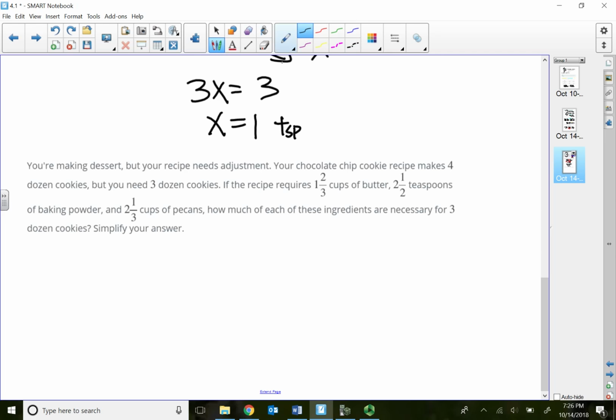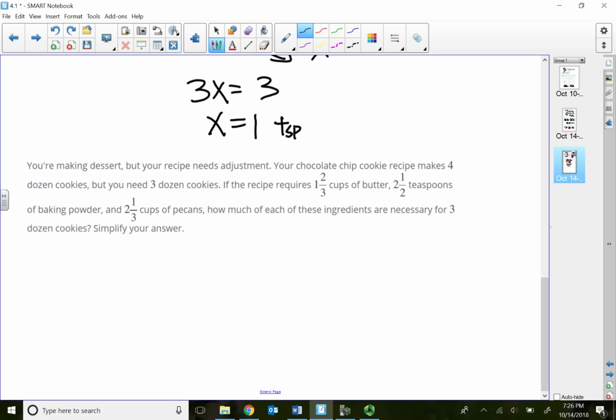This is an interesting problem. You're making dessert, but your recipe needs adjustment. Your chocolate chip cookie recipe makes 4 dozen cookies, but you need 3 dozen cookies. If the recipe required this many cups of butter, this many teaspoons of baking powder, and this many cups of pecans, how much of each of these ingredients is necessary for 3 dozen cookies?